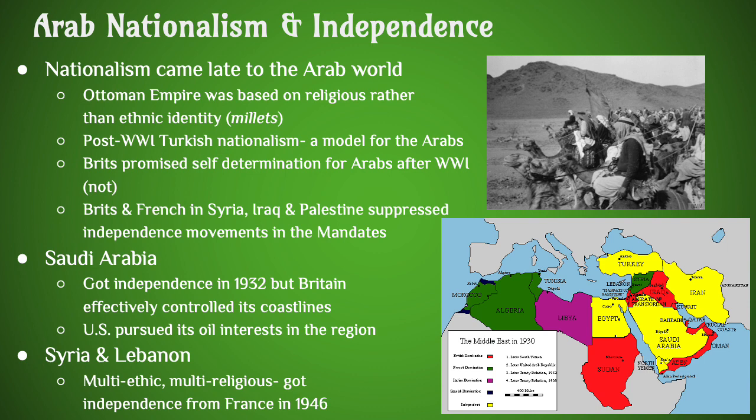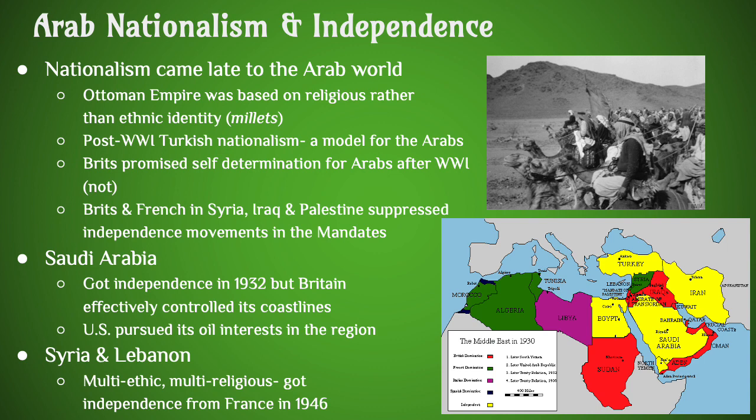And so Arabs didn't think of themselves as belonging to particular nations. They were sort of this united group: Arabs, Sunni, Muslims. And so it's not until after World War I that the founder of modern Turkey, Ataturk, brings nationalism to the Islamic world. And that form of nationalism becomes a model for the Arabs going forward. Now, the British promised self-determination for Arab peoples after the First World War. This should sound familiar by now.